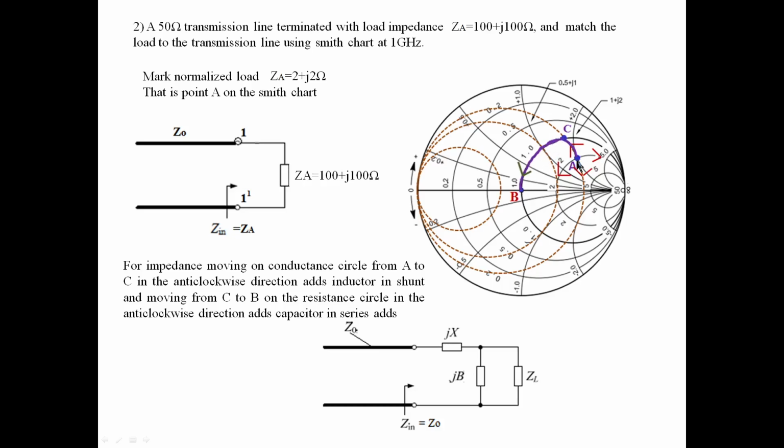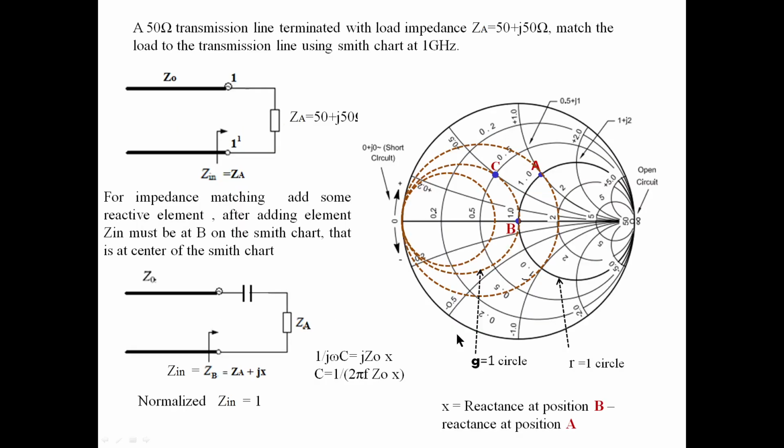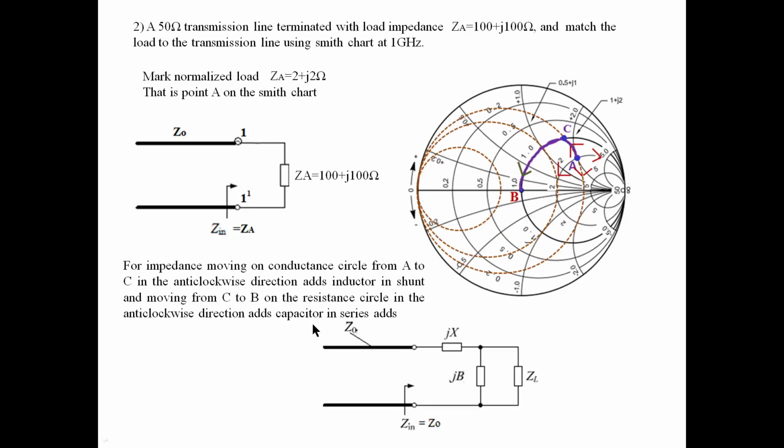First I moved on the conductance circle to reach C, from here to here. That adds the shunt inductor. But after reaching C, what I did, I moved in the anti-clockwise direction on the resistance circle. That adds a capacitor in series. Okay, capacitor in series it adds here. That value you can find out. Initial value is this and final value is this. You can find out this value.